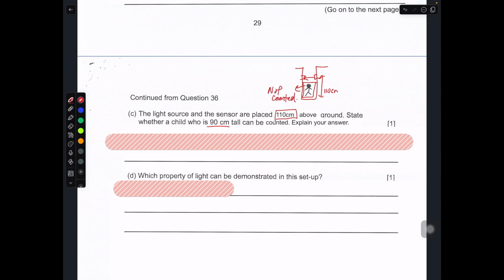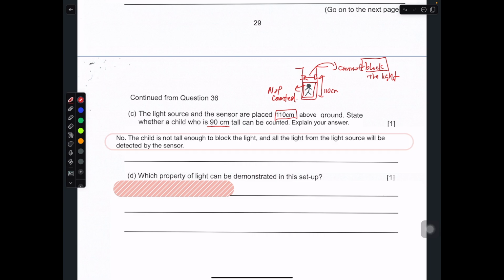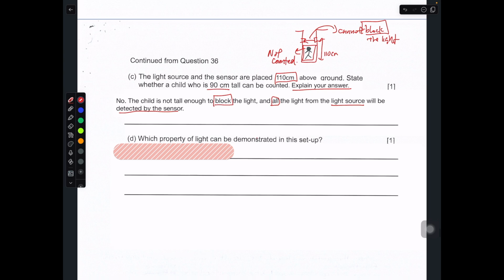Okay, not counted, and the reason is he cannot block the light. So over here, the key part is whether the person is tall enough to block the light or not. Okay, so the child is not tall enough to block the light, and all the light from the light source will be detected by the sensor. That's all you probably need to write to be able to fully explain the question.